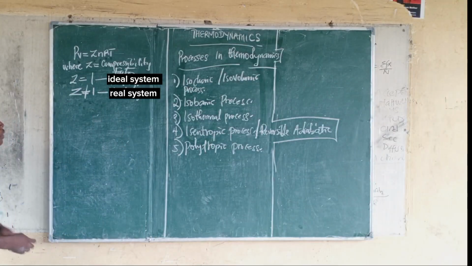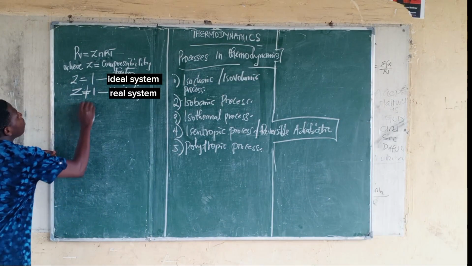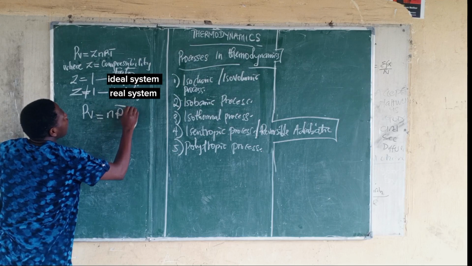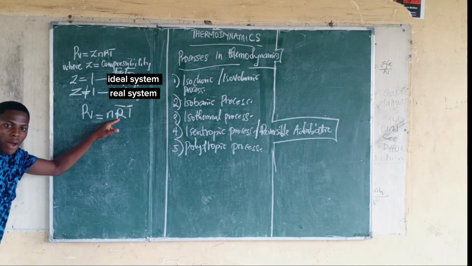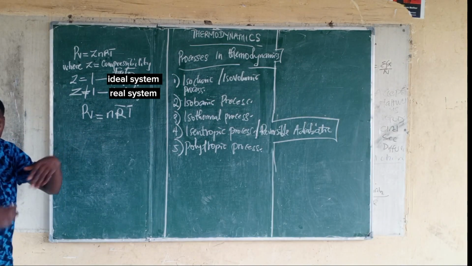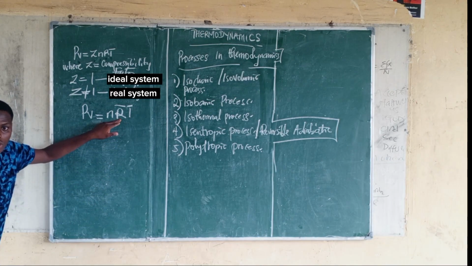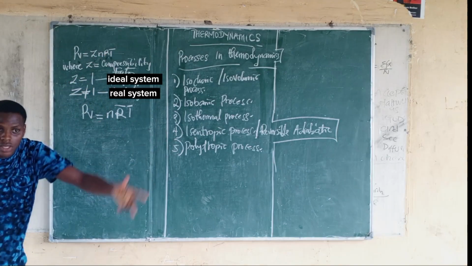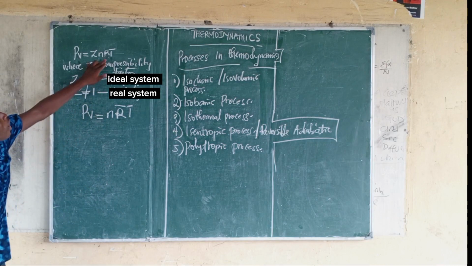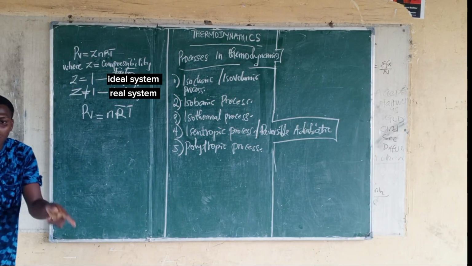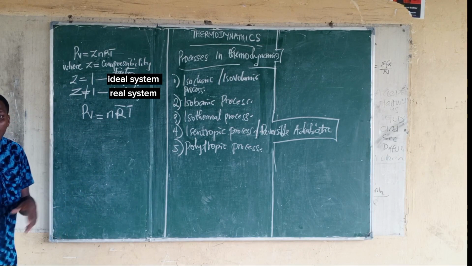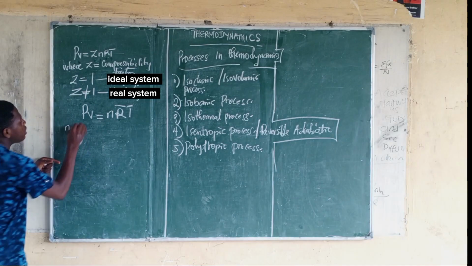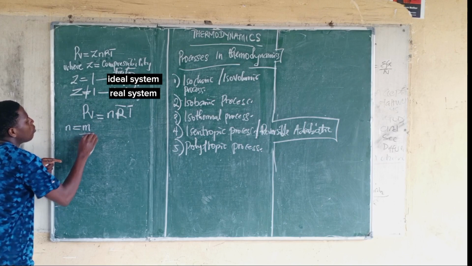You understand? In thermodynamics, our general gas equation will be PV = nR̄T, removing Z, where R̄ is the general gas constant. But in thermodynamics, your R is the specific gas constant, while R̄ is the general gas constant. From elementary chemistry, n, the number of moles, is equal to mass over molar mass.